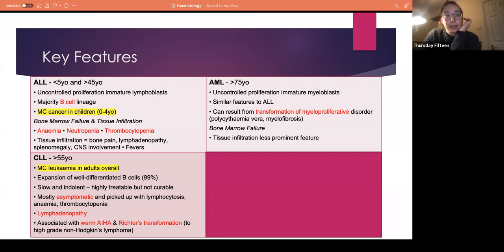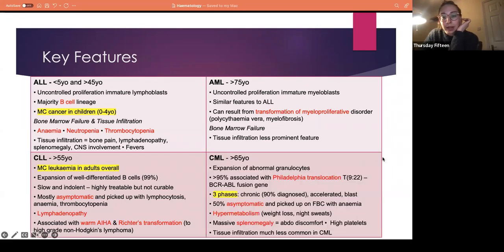And then the last one is chronic myeloid leukemia. That's an expansion of abnormal granulocytes, so things like your neutrophils. More than 95% of them are associated with a Philadelphia translocation, that's chromosomes 9 and 22, forming the BCR-ABL fusion gene. And that gene has more tyrosine kinase activity, which is what causes the problems with CML.